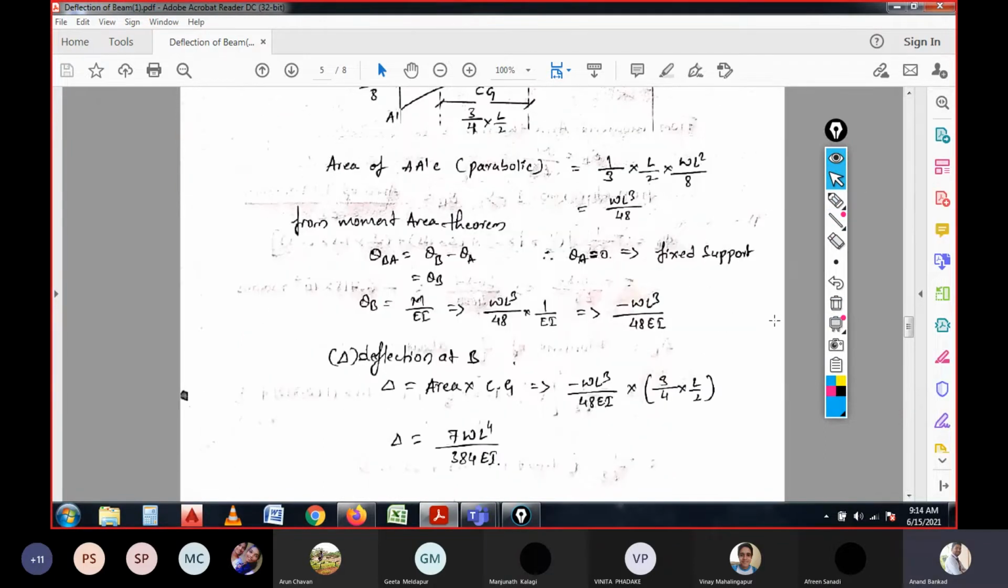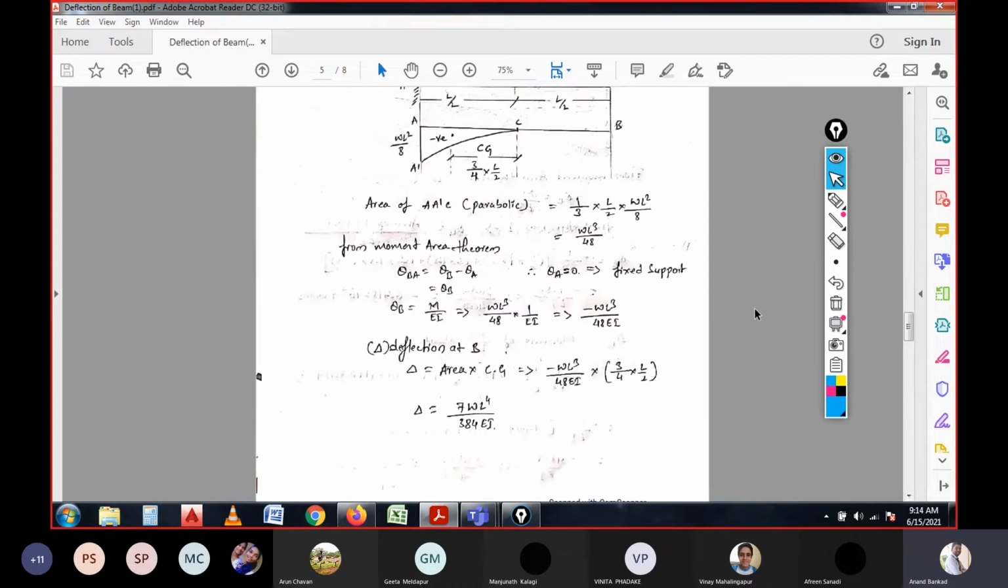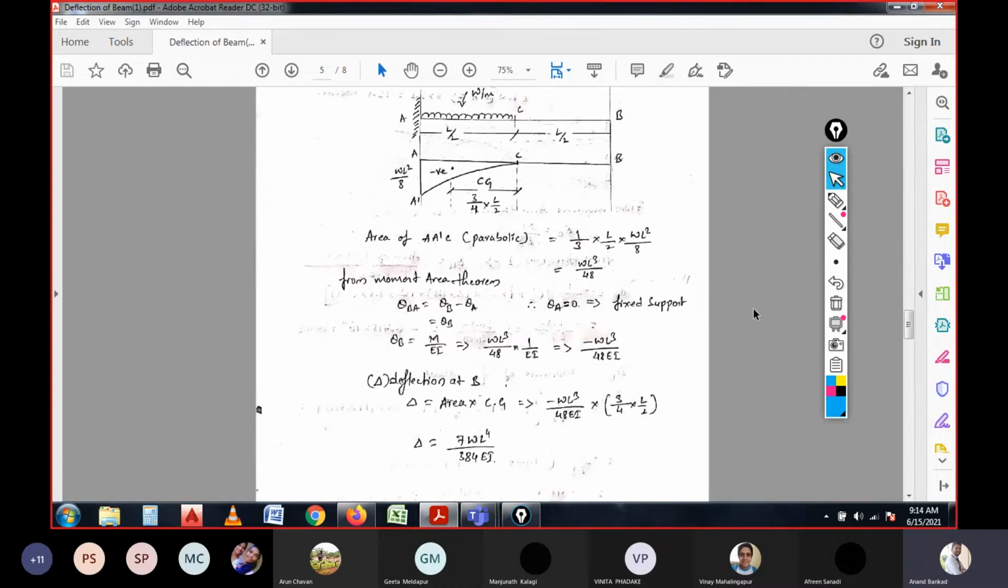So next, the deflection. Once the slope is calculated, the deflection is nothing but area into Cg. We all know that because we are dealing with the moment area theorem, which gives the area into Cg. So here the area we have already calculated as WL²/48EI.